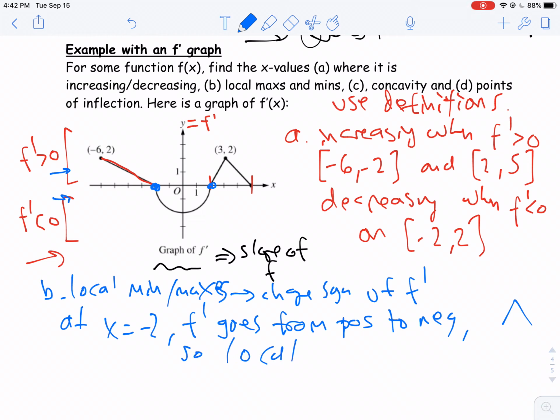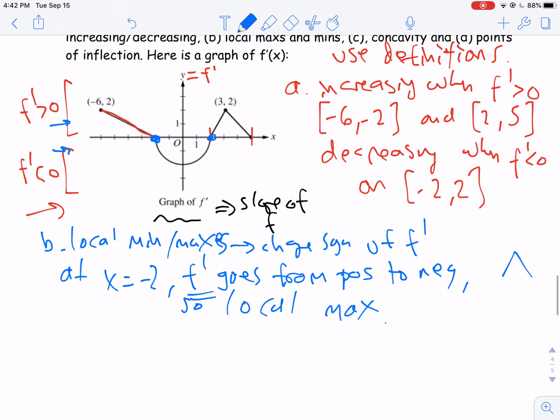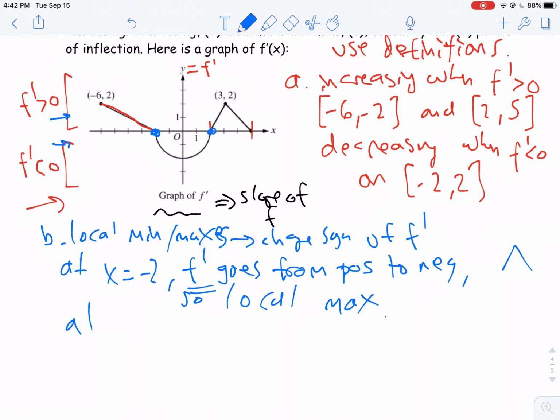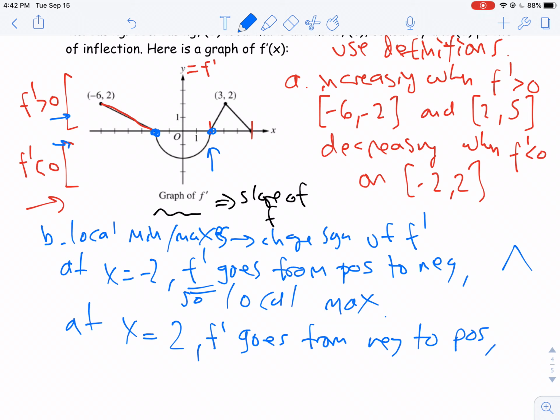And one thing I want to stress, when I'm writing this out, I'm not just saying it goes positive and negative. I'm not saying the graph goes positive and negative. I'm saying f prime goes positive and negative. I'm being very clear about which function it is, and that's what they're going to be looking for in the AP test as well. At x equals +2, my derivative is below the graph and then above the graph. So my f prime goes from a negative to a positive. So that means it would be a local minimum.